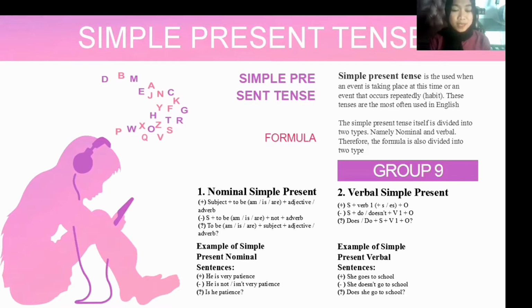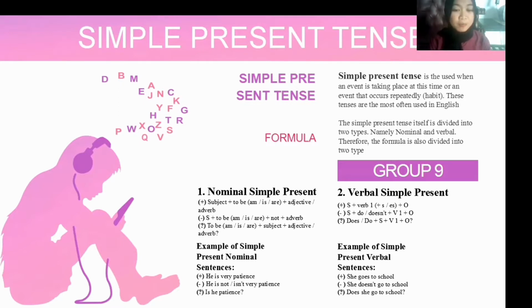Negative: subject plus to be (is, am, are) plus not plus adverb. Interrogative: to be (is, am, are) plus subject plus adjective or adverb. Number 2, verbal simple present, affirmative: subject plus verb 1 plus object. Negative: subject plus do or does not plus verb 1 plus object. Interrogative: do or does plus subject plus verb 1 plus object.